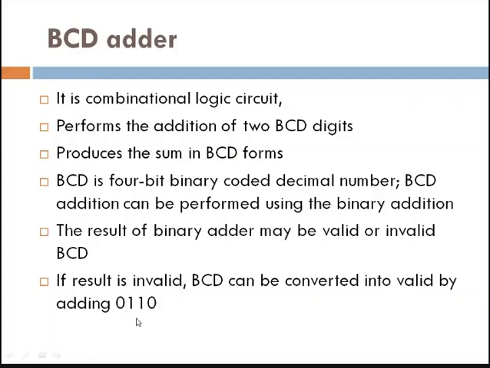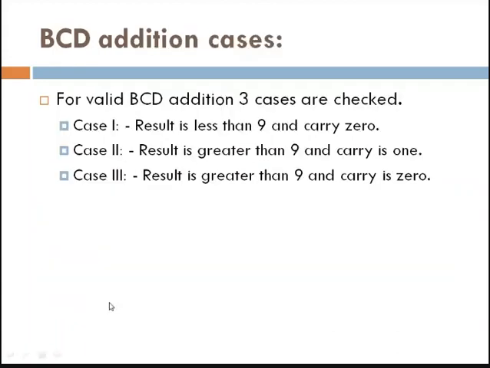This is a viva question: why we are converting invalid to valid, and why we require adding only 6. There are a total of 6 combinations from 10 to 15, that's why we are adding 6, and we get the BCD adder. Now while adding these two BCD numbers, you need to check these different cases.